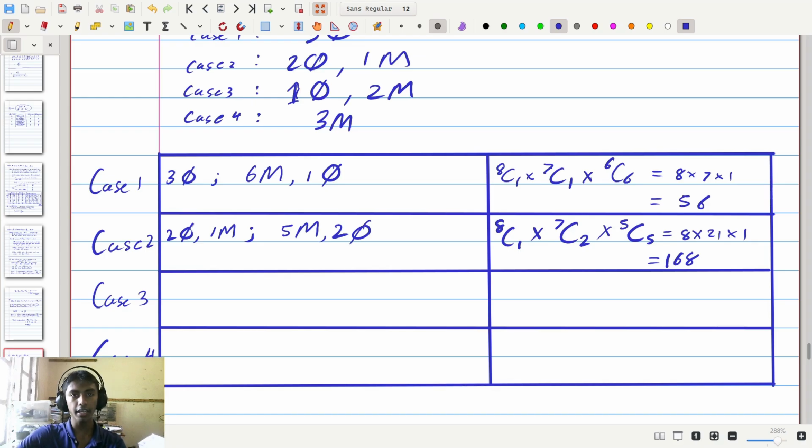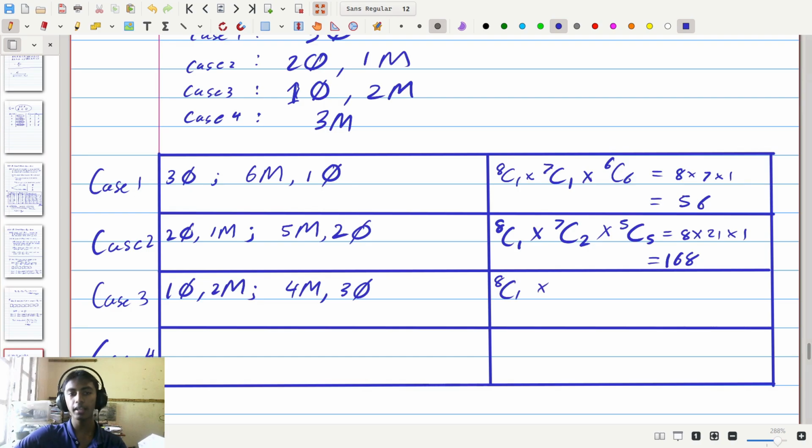For the third case, we need to give 1 orange and 2 mangoes to the first guy, which means the remaining people are going to get, if we have 6 mangoes initially, 4 mangoes to give and 3 oranges to give. So this is our distribution for the third case. In the third case, the different number of ways that we can choose the special guy who gets the 3 fruits is going to be 8 choose 1.